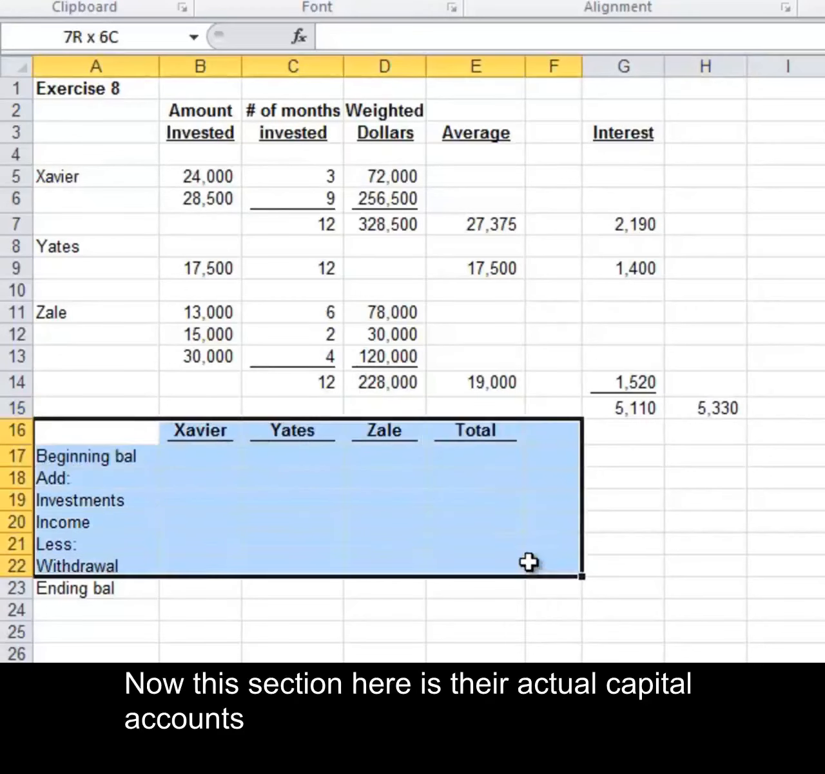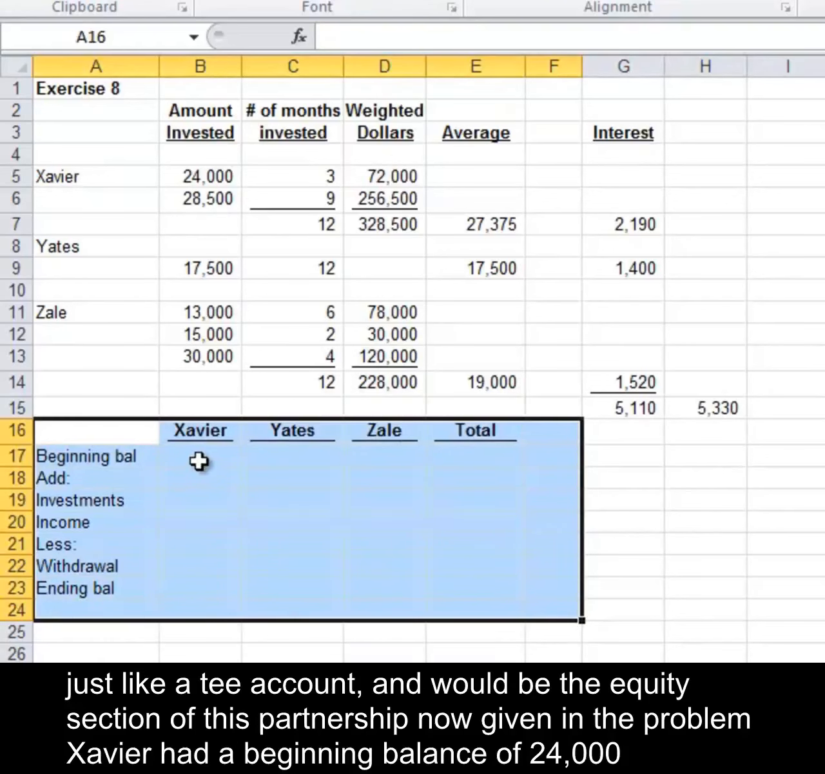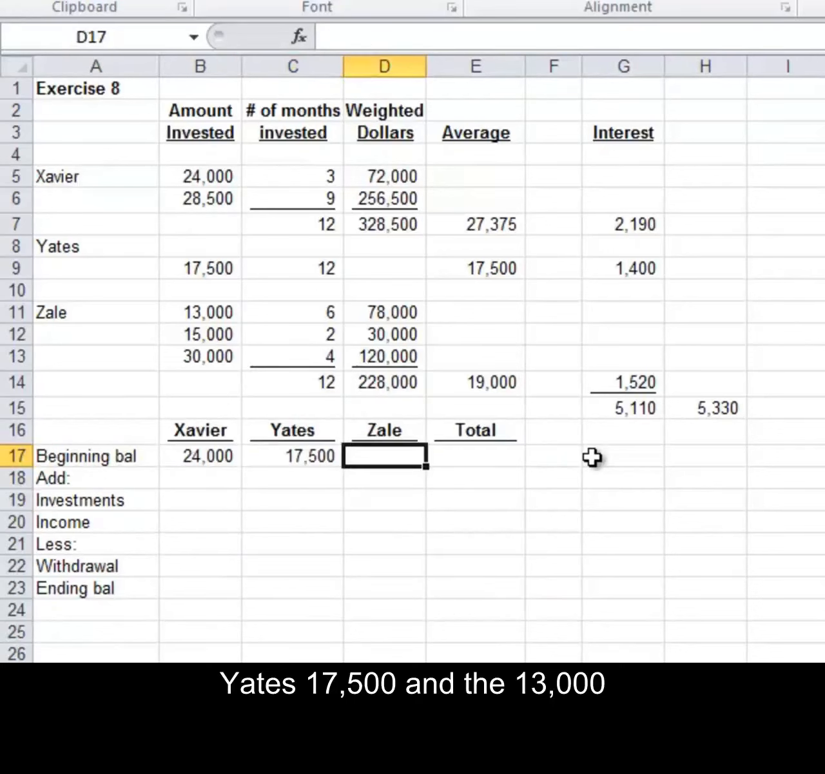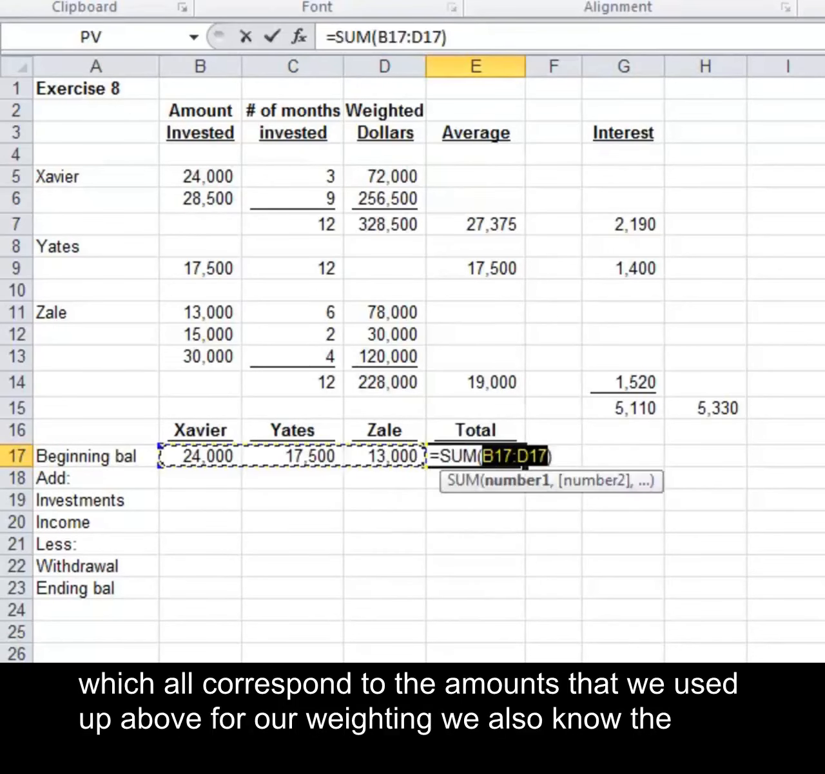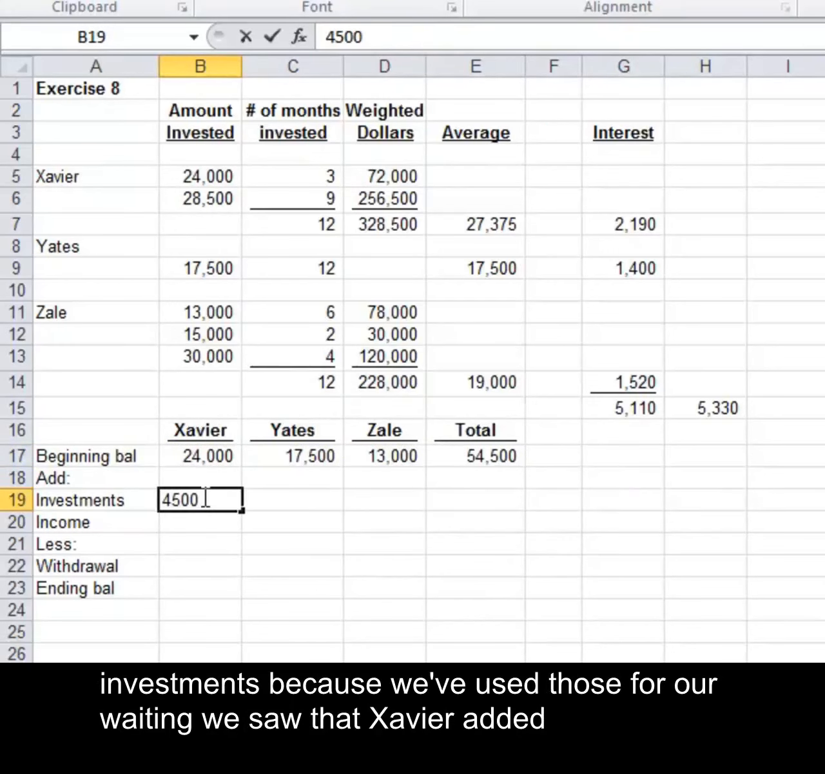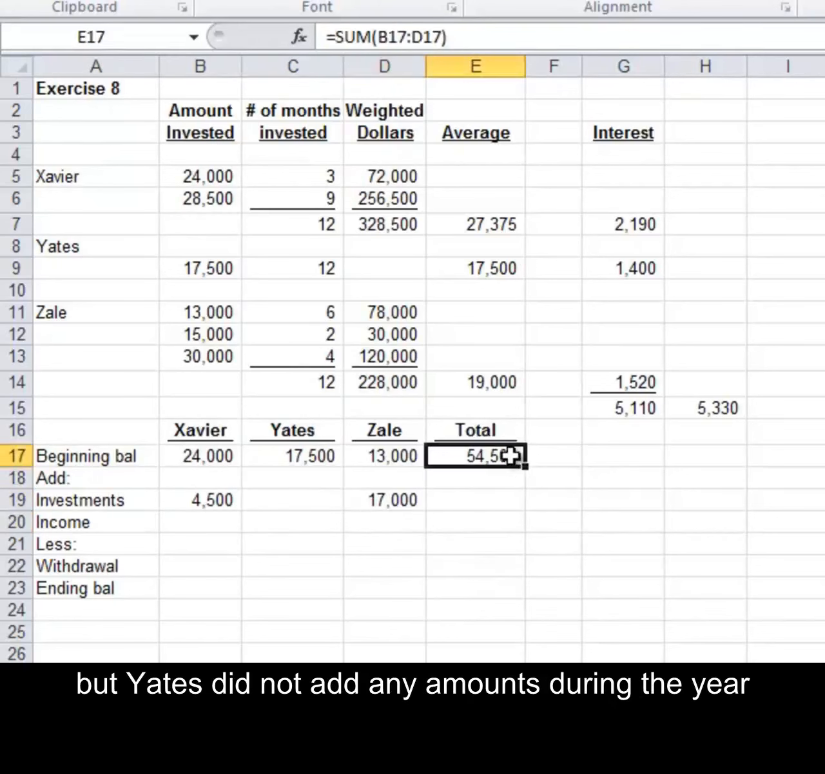Now this section here is their actual capital accounts, just like a T account, and would be the equity section of this partnership. Now given in the problem, Xavier had a beginning balance of 24,000, Yates 17,500, and Zale 13,000, which all correspond to the amounts that we used up above for our weighting. We also know the investments because we used those for our weighting. We saw that Xavier added as well as Zale, but Yates did not add any amounts during the year.